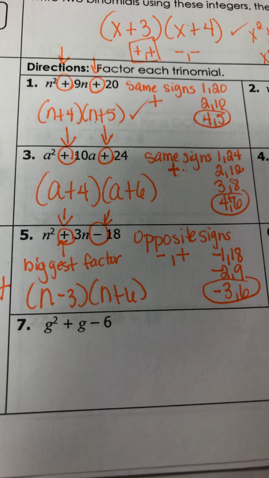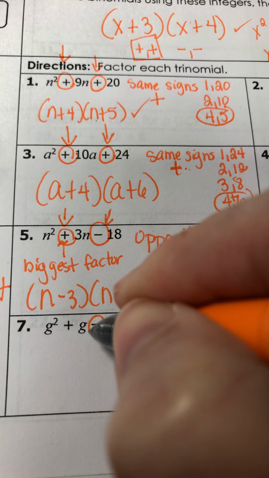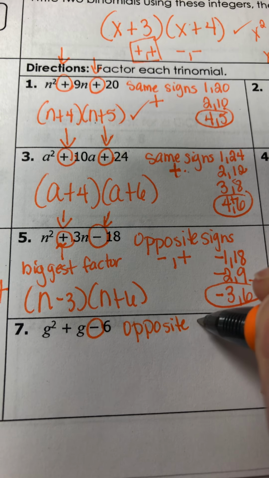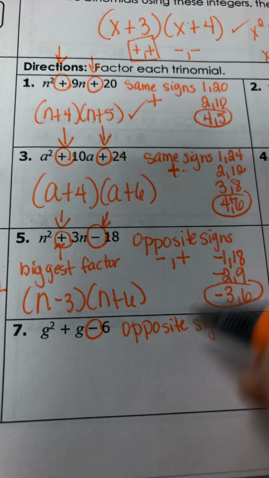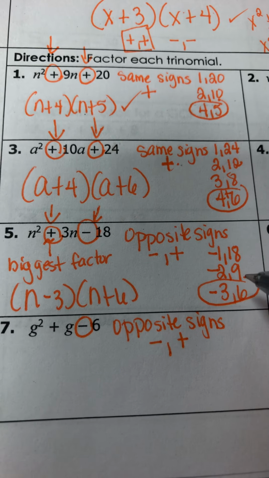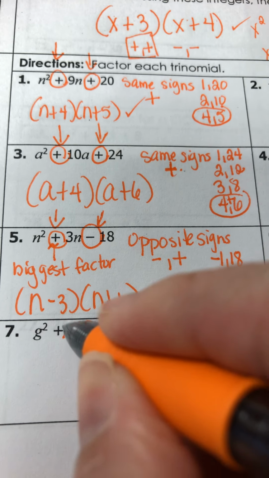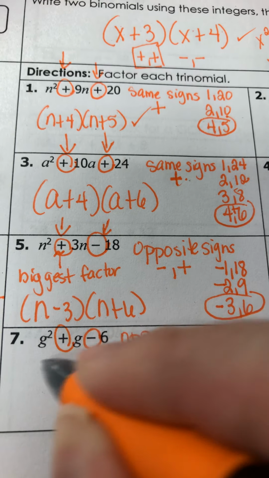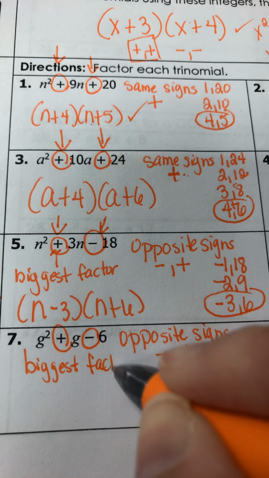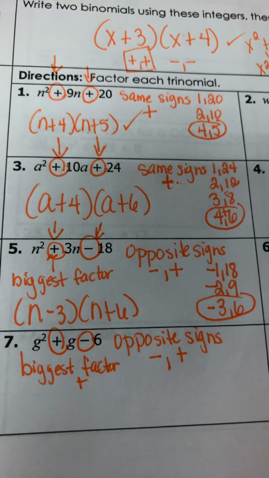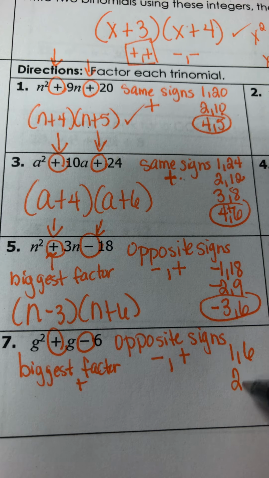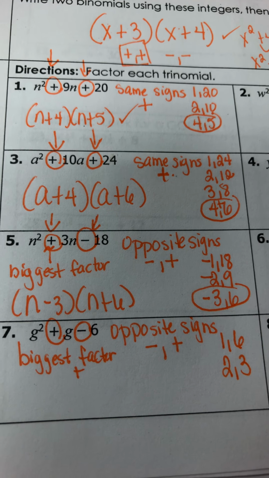Now let's look at number 7. My C term is negative, so once again that tells me that I need opposite signs. If your multiplication number is negative, you've got to have a negative and a positive for your factors. Now look at your middle term. Your middle term is positive, so that means that my biggest factor has to be positive. Okay, so let's take our 6 and let's list the factors of 6. 1 times 6 is 6 and 2 times 3 is 6.